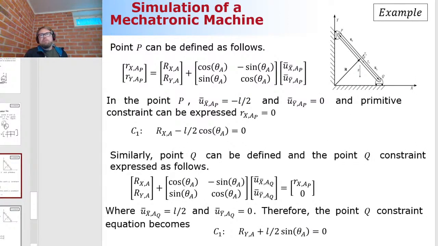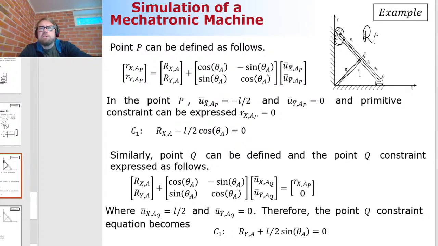Let's first constrain the point P. Point P is the one that is located here. Let's first express where the point P is with respect to the global coordinate system, using the equation we're very much familiar with, this equation. In this equation, the only difficult thing is that we have to substitute the value for the vector u bar. The others remain variables.